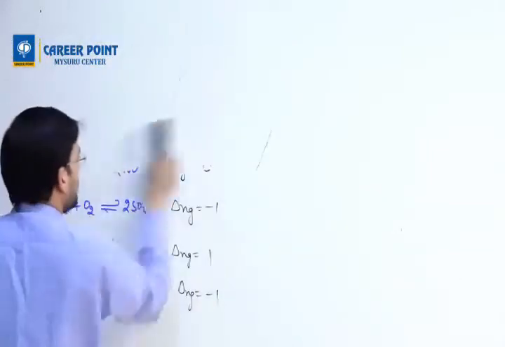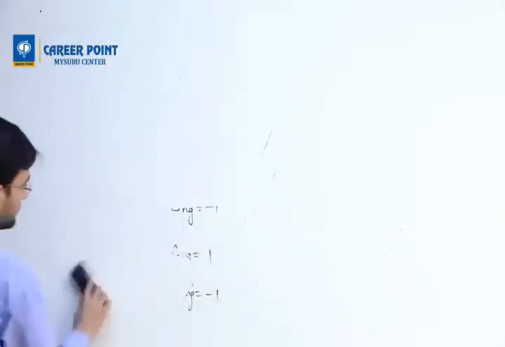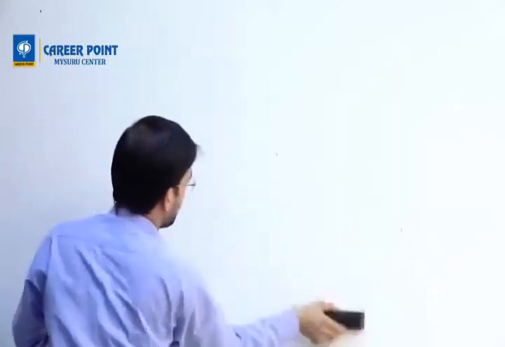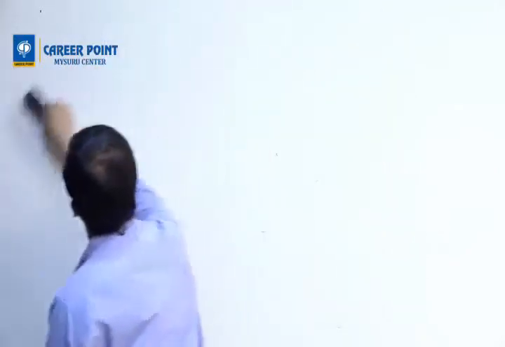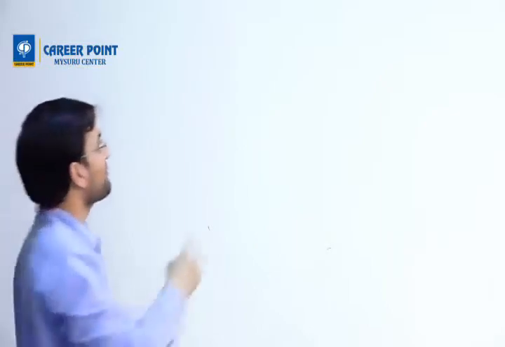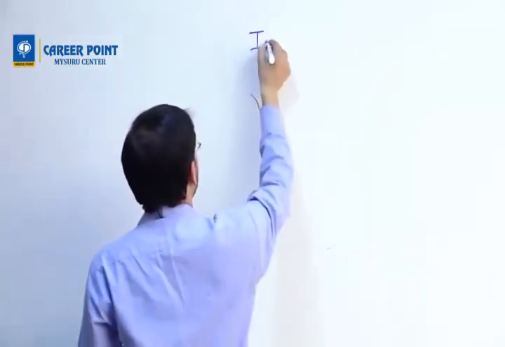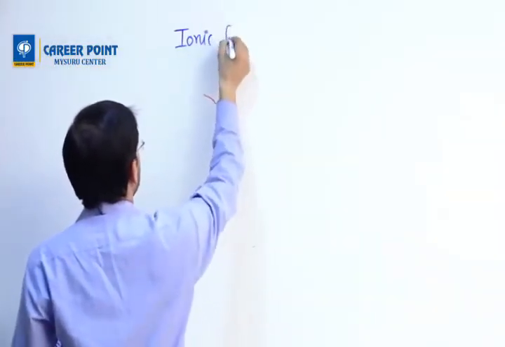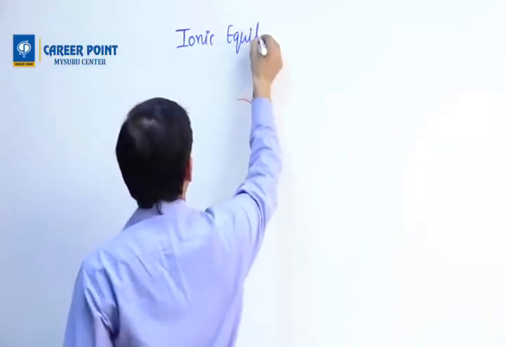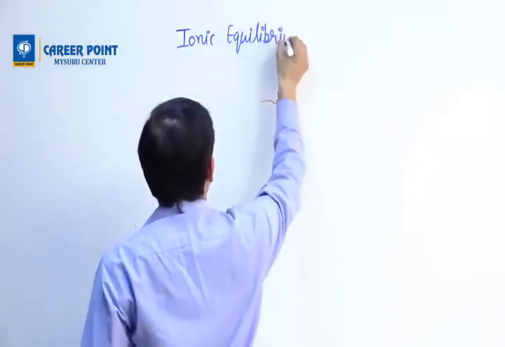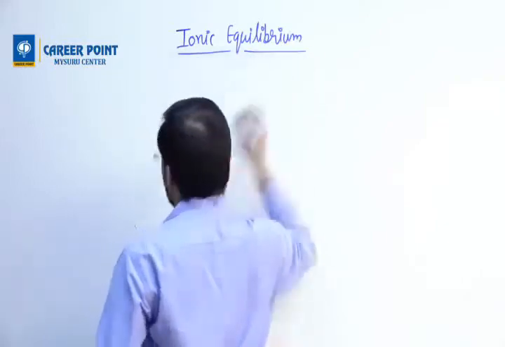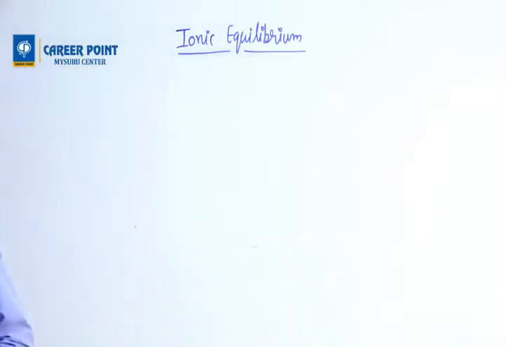Now we'll go to our next chapter. What is the next chapter name? So the next chapter name is ionic equilibrium. Okay. Next chapter name is ionic equilibrium.